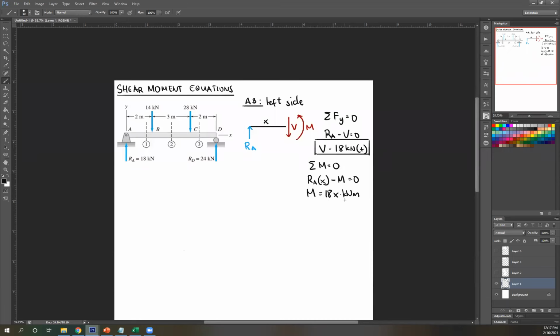Now to get the actual sign of your moment, check whether it is concave upward or downward, or if it makes a smiley face. So imagine this M is in this direction, then it's gonna hit this portion. Therefore, the tendency of your beam is to move this way, right? Since it makes a smiley face, therefore positive. Next, let's move on to the next segment, which is segment BC.